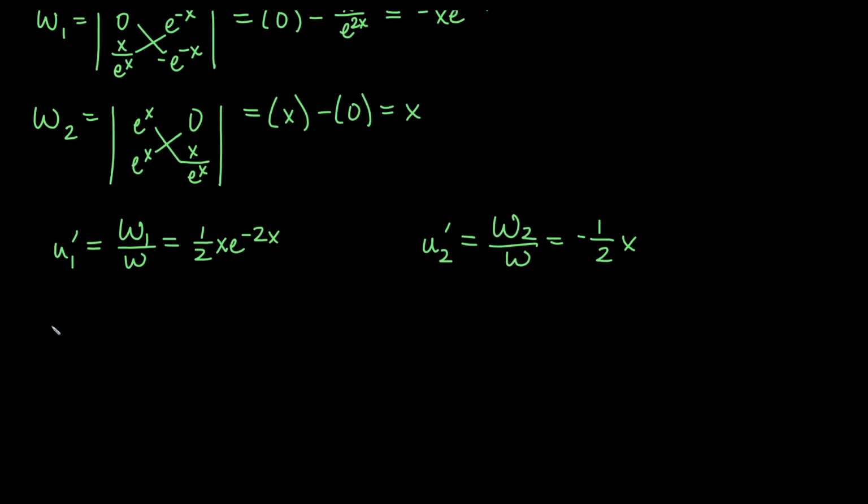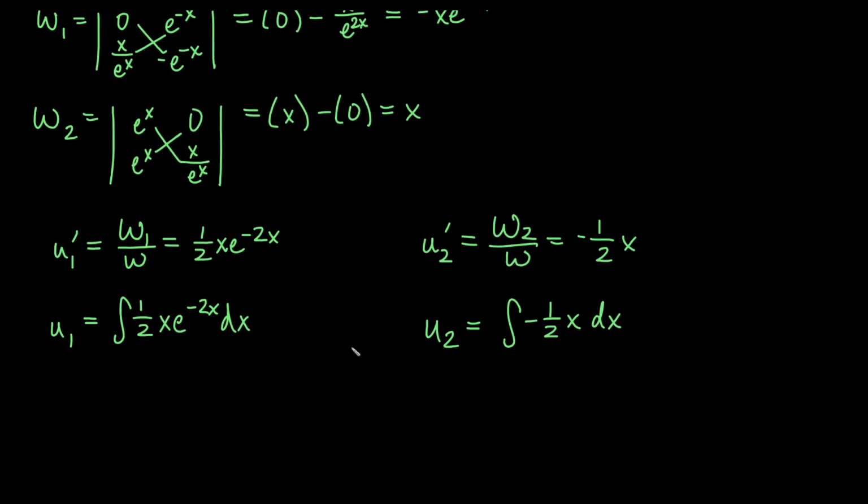Remember, the goal now is to be getting u1 and u2, so u1 is going to be the antiderivative of 1/2 x e to the negative 2x dx. And u2 is going to be the antiderivative of negative 1/2 x dx.